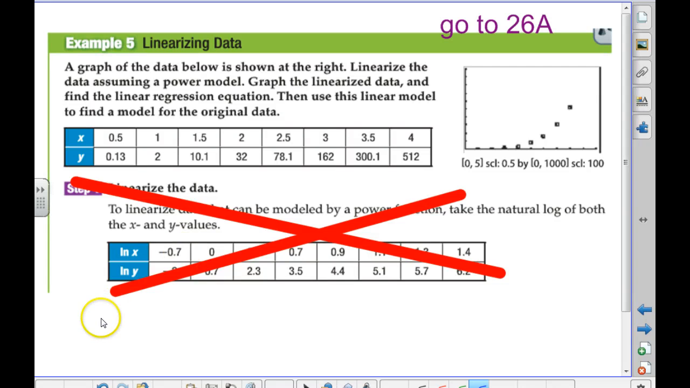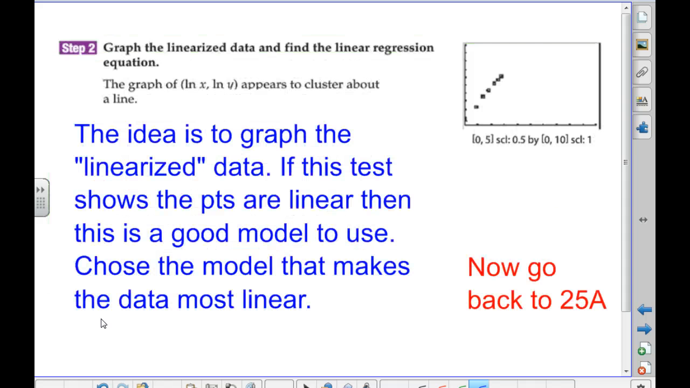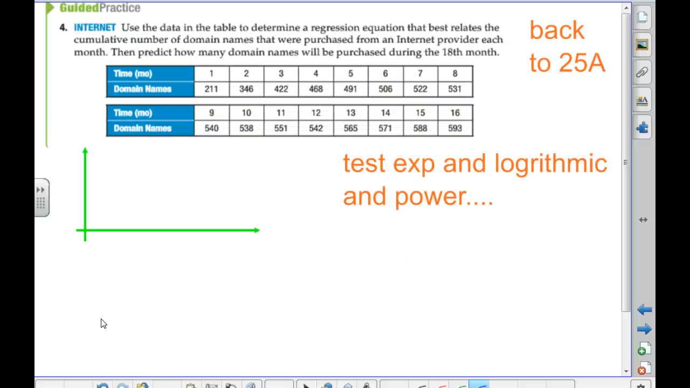All right, so I want us to go back and I want us to try this. Again, the idea is to graph the linearized data. If this test shows the points are linear, then it's a good model to use. We're going to go back to worksheet 25A and do guided practice 4.